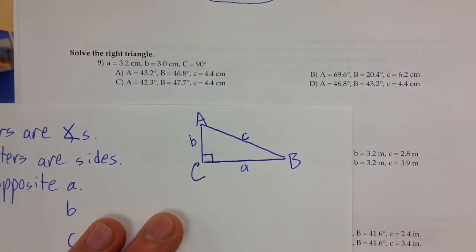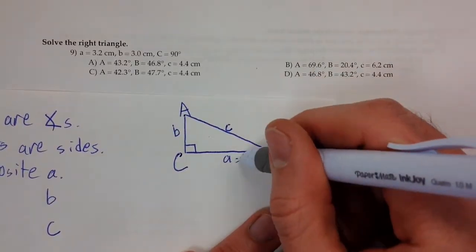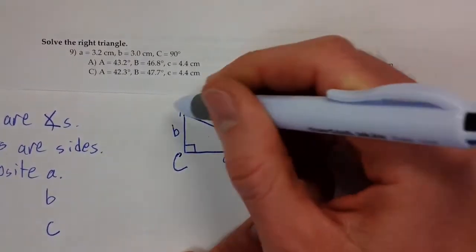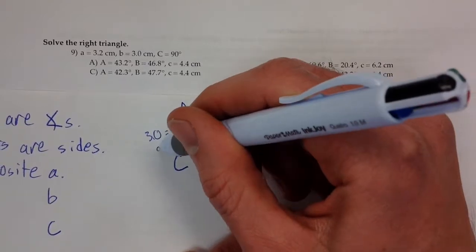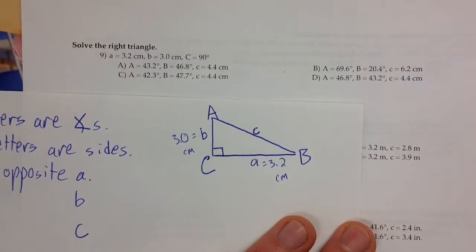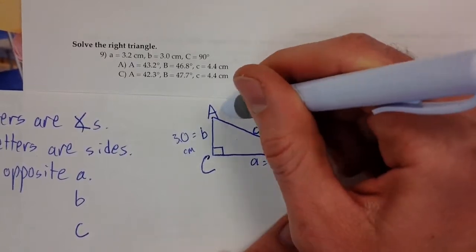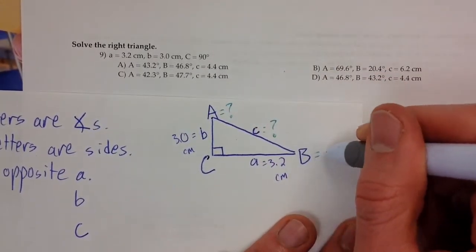You have 3 tools at your disposal with right triangles. Pythagorean theorem, SOHCAHTOA, and for any triangle, the fact that the angles add up to 180. So you'll use those to your advantage here. So let's label what we know. This is 3.2. This is 3.0. And we want to find everything that's unknown. That's what it means to solve a triangle. Find everything that's unknown. All the unknown sides, all the unknown angles.